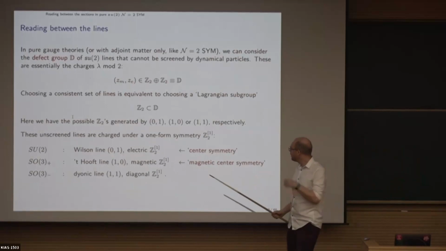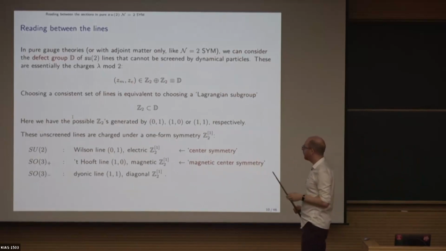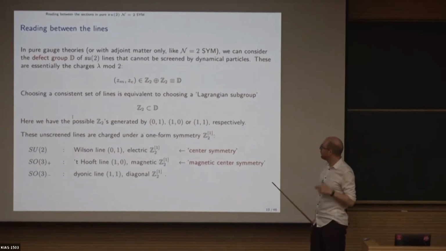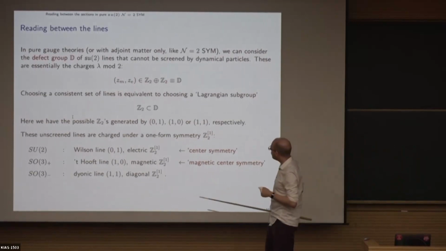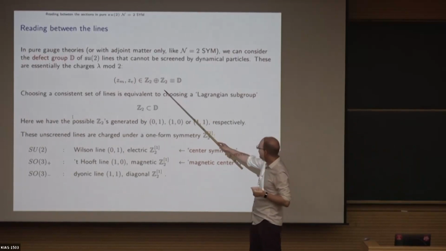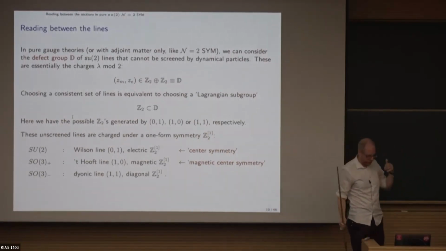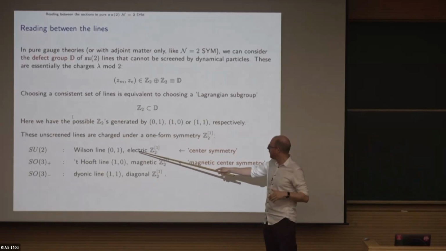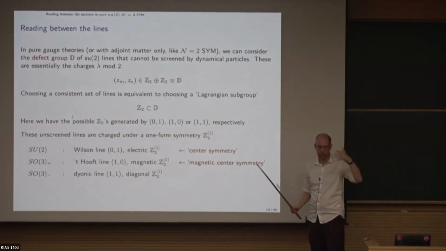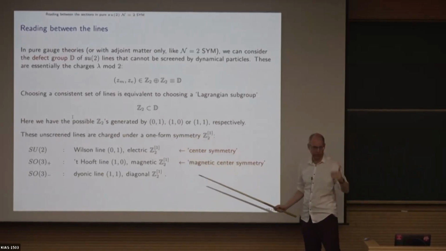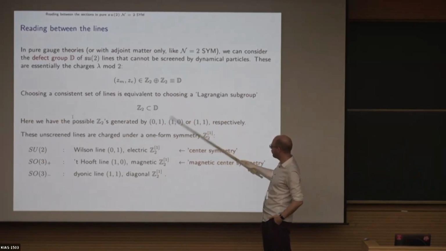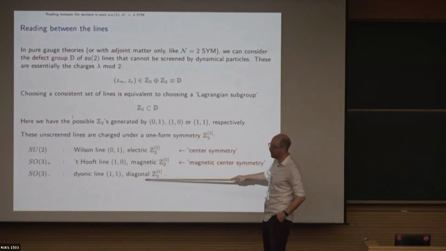Okay, so now in any pure gauge theory in four dimensions, we can consider the defect group of lines. In the case of SU2, we have all these lines, which are indexed by two integers, but now we want to consider the lines that cannot be screened by any dynamical particles that may appear. Those will be indexed by a Z2 by Z2 in that case. So for SU2, you have the Wilson line that can appear. But in SU2 theory, there are only charged particles like the W bosons and so on. There is no fundamental quark, so you cannot screen the Wilson line. But more abstractly, you would start with the defect group Z2 plus Z2 and choose all the so-called Lagrangian subgroups. There are three possibilities, and that corresponds precisely to SU2, SO3 plus, and SO3 minus.